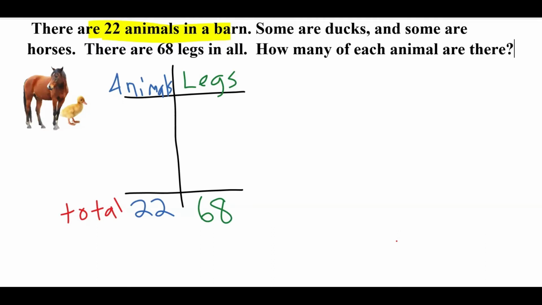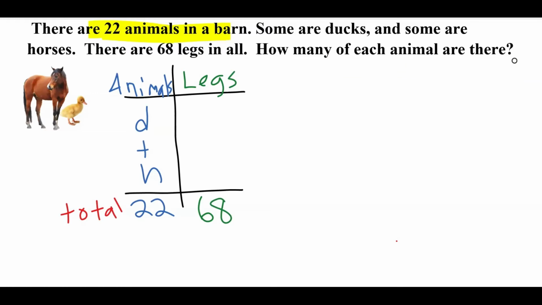If you look at the animals, I know that I have ducks and I know that I have horses. When you add those two animals together, in total I'm going to have 22. The question's asking me how many of each animal there are. So that's the information that I'm trying to solve, and I don't really have a number to put with that just yet.